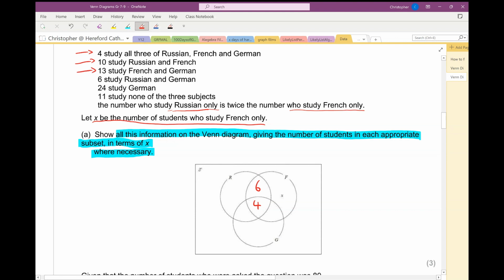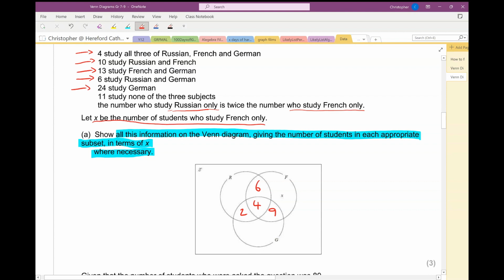13 study French and German. French and German has to be 13 again. It would be incorrect to write 13 there, because that would mean that 17 studied French and German. So instead, I need to write 9 here, so that 13 is the total number of pupils who study both of those languages. 6 study Russian and German, so that's going to be a 2 there.